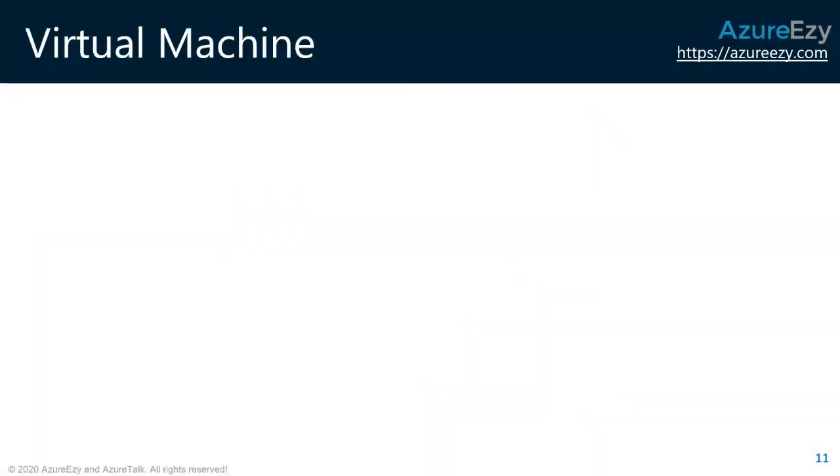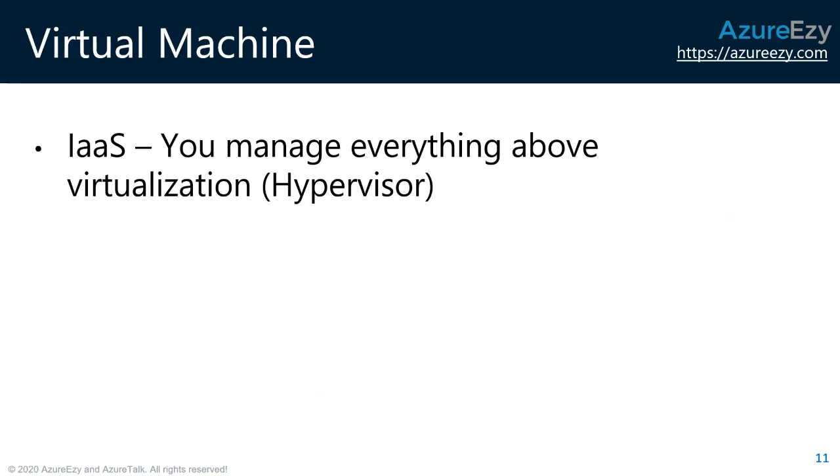Now, as we know, virtual machine is an infrastructure as a service solution. That means you manage everything above virtualization. What do you mean by that? It means that whenever you deploy a virtual machine, it must be deployed on hardware, right? On the hardware, you have the networking, the physical network, the security networking layer of the data center. On top of it, you have some hypervisor, a virtualization technique. Hypervisor may be Hyper-V, it may be VMware.